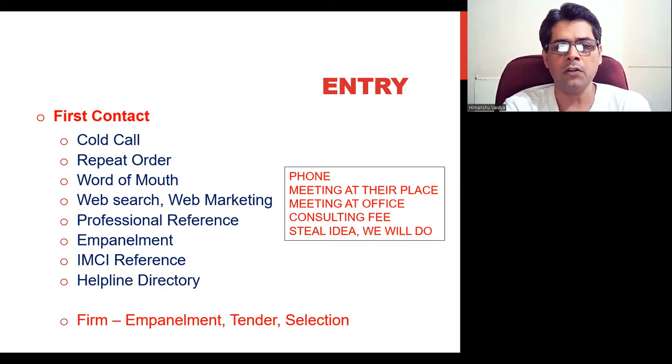Or first contact can happen because of listing in a helpline or an online directory. In case of consulting firms, larger consulting firms, they usually go through the process of empanelment, tendering, and selection. So for them, in larger orders, the entry process is usually on lines of empanelment, tendering, and selection. So these are all the measures that individual consultants and firms do for first contact. And you do first contact usually after the pre-first contact ground has been created.